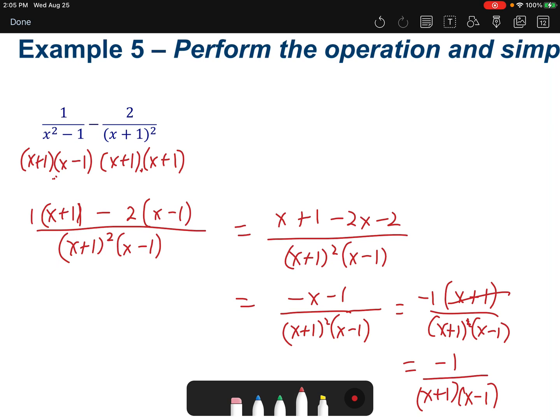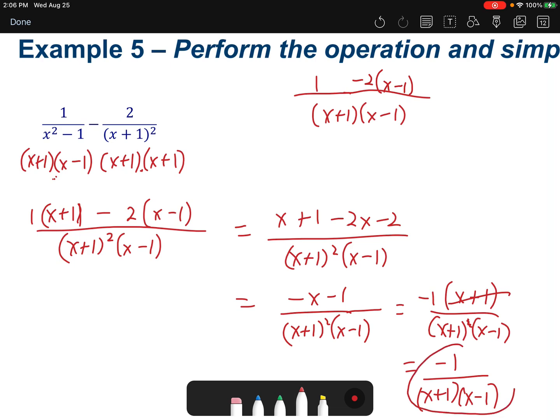So technically, did we need that x plus 1? Well, let's see if that'll work. So let's just use x plus 1, x minus 1, and see if we can get the same answer. No, we can't. It won't work. But it did work out that we could get it to simplify.